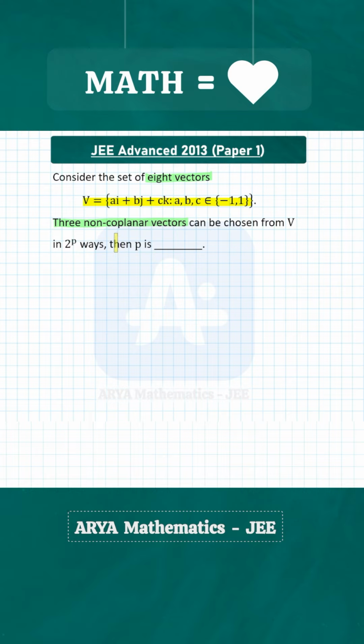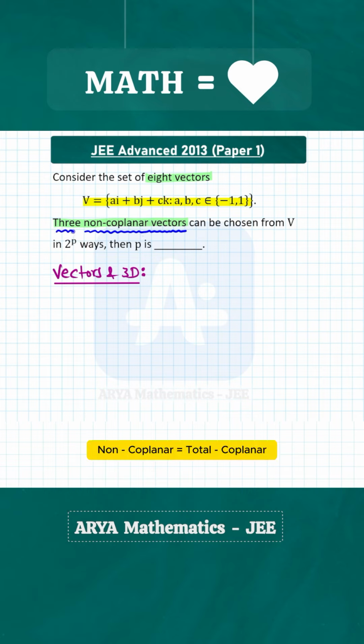Now, this is a very interesting problem from vectors and 3D, and it also involves some concepts from permutation and combination. First, we'll try to find the number of ways of selecting three vectors such that they are coplanar, meaning they are in the same plane. And then the number of ways of selecting three non-coplanar vectors. This will be the total number of ways of selecting three vectors minus the number of ways when the three vectors are coplanar.